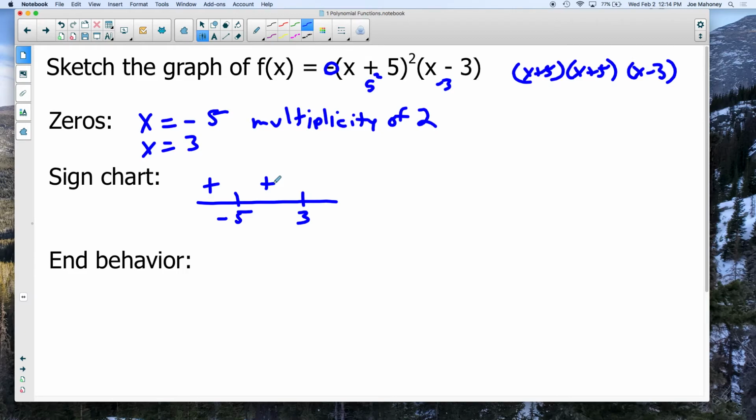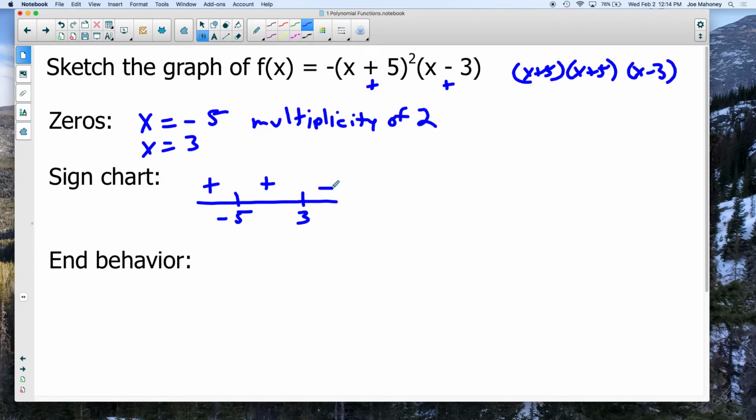Let's keep going. Plug in a number bigger than 3, like a billion. If I plug in a billion, I get a positive number. Squaring it's positive. That's positive, but then I got to make it negative. All right. Now let's see what our end behavior is in this case.